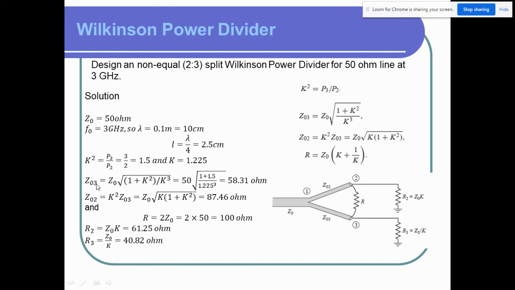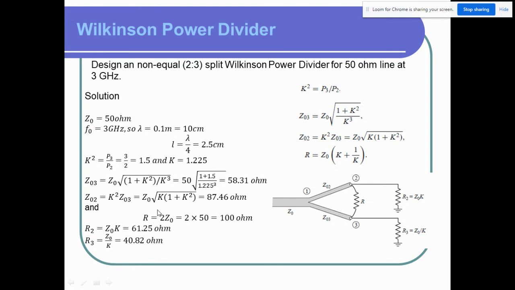So Z naught 3, which is this one actually, is 58.35 ohm. And in a similar way, Z naught 2 is equal to K square times Z naught 3. If you multiply this with this one, you get this one. So these two are actually done. And now what is R? R is following Z naught times K plus 1 by K, right?